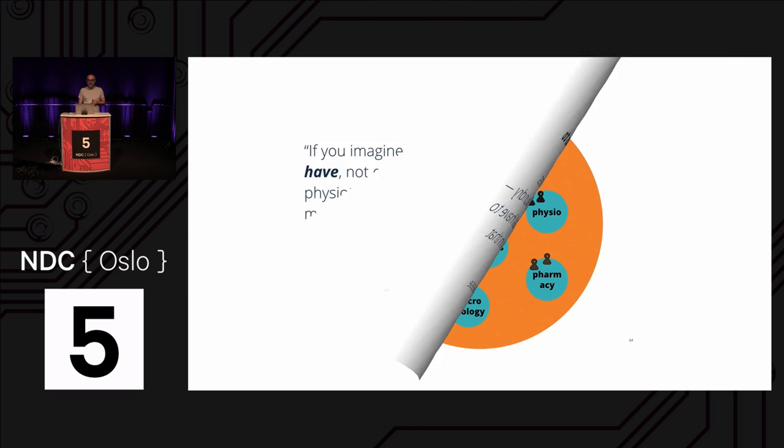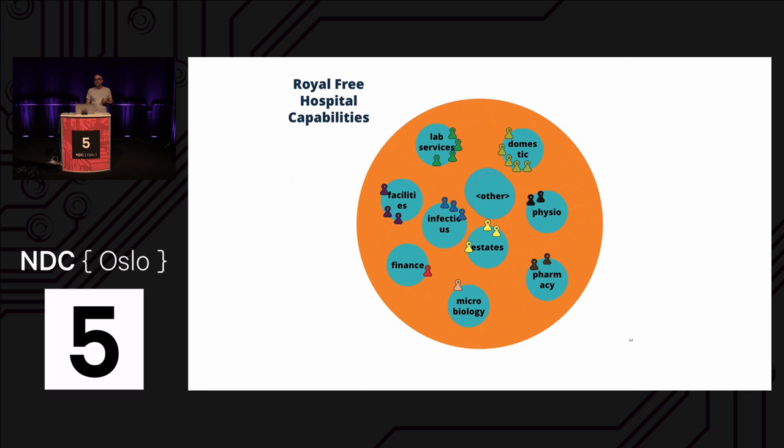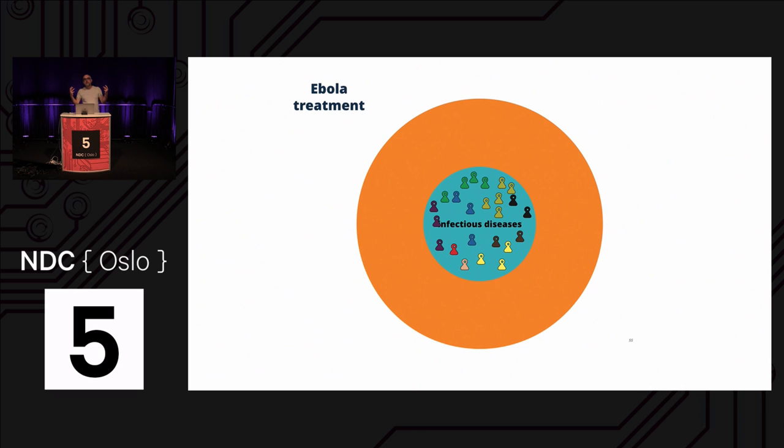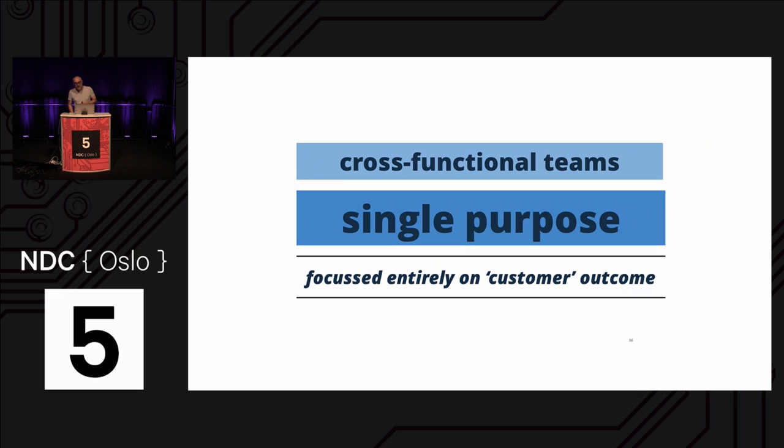So if you look at the Royal Free Hospital capabilities, they don't look like this at all when they're treating infectious diseases. They look like this, right? They get all the people they need in one place to navigate that OODA loop to provide very quick decision-making to care for those patients. And this looks fairly similar to stuff we've been talking about for years, right? So this looks like cross-functional teams with a single purpose focused entirely on patient outcome. And this is what we've been talking about in XP for decades now.